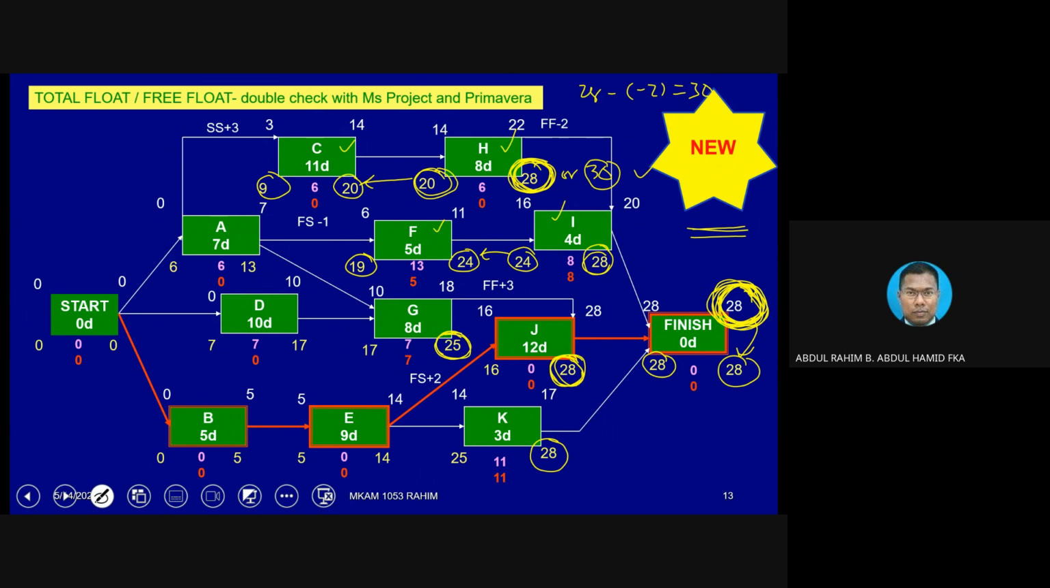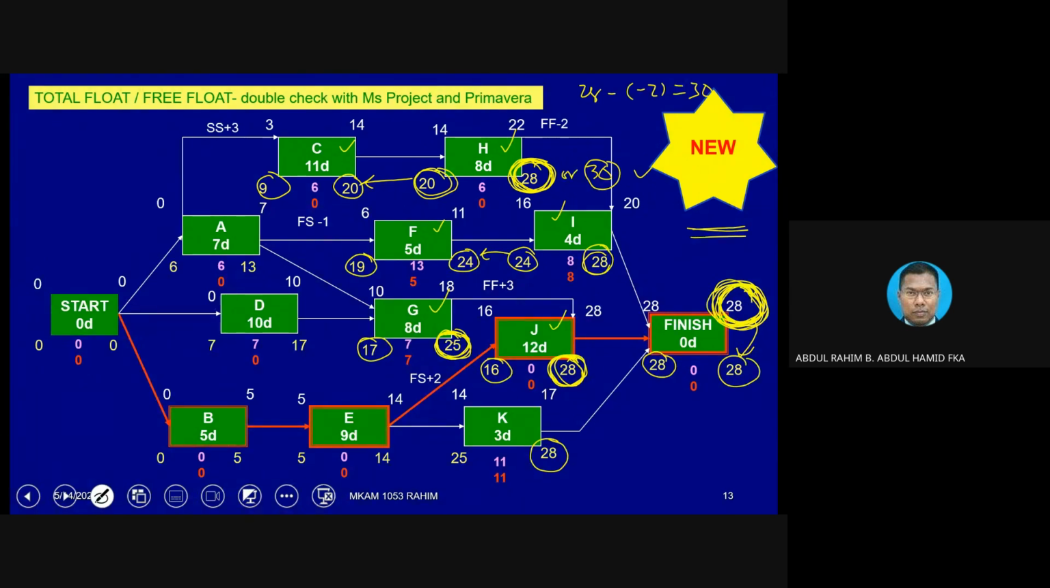Now let's go into J. J, 28 is here from the previous transfer. 28 minus 12 equivalent to 16. Okay, and then how do we get into G? 25 is here based on the FF relationship. Once we log 25, then the rest basically we do within the box. 25 minus 8 equivalent to 17. Okay, now J and G are already completed.